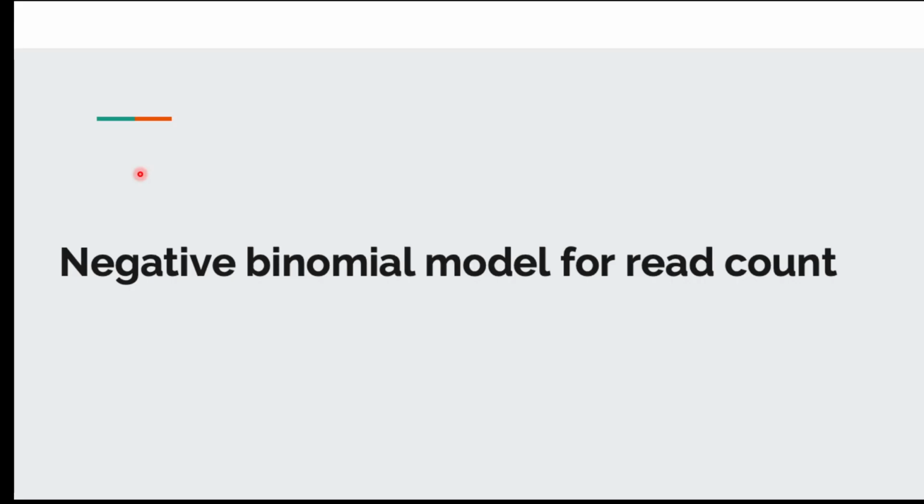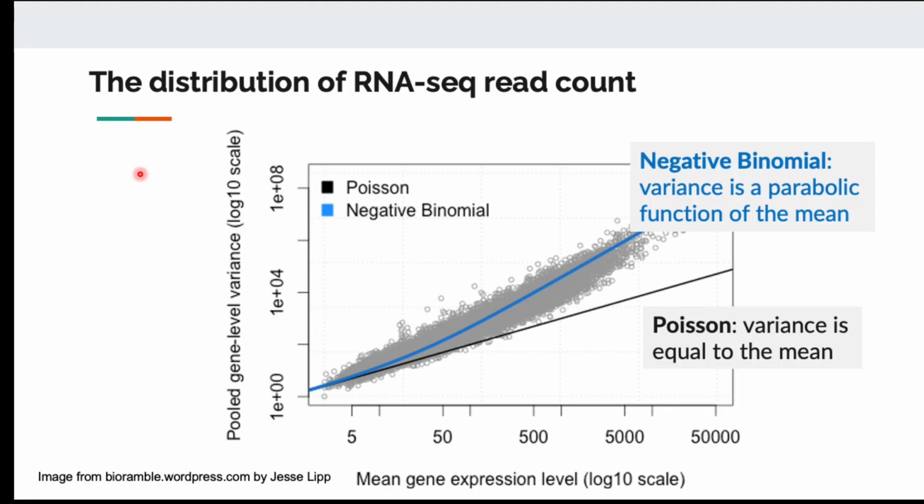Okay. So I'm going to introduce a new distribution again. Last time I think we reviewed the Poisson distribution and binomial distribution. But today we're going to see another distribution called negative binomial. And this is the distribution that people use to describe read count from sequencing data. So let's see why statisticians picked this distribution.